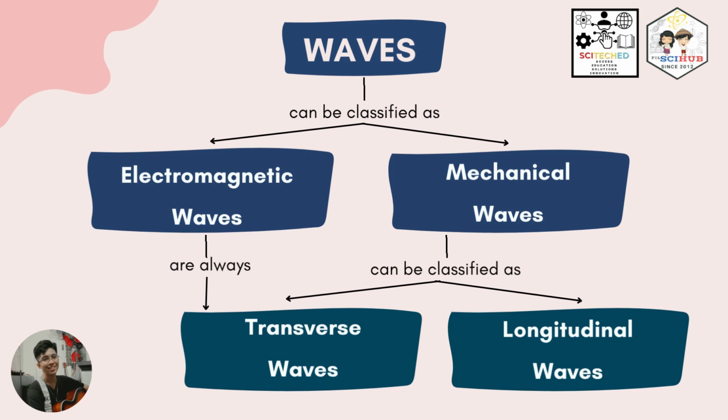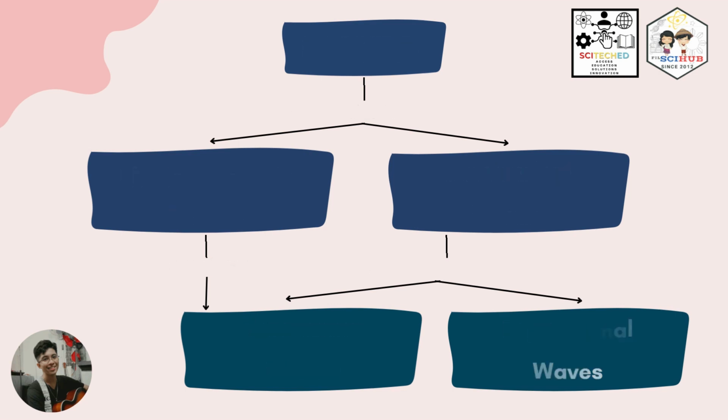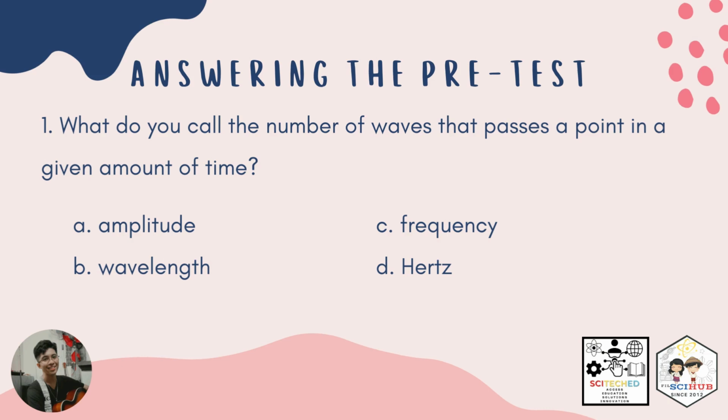Are we now ready to answer those? Alright, number 1. What do you think is the answer? It is letter C. We learned in the first part of our lesson that frequency is the number of waves that pass a point in a given amount of time, which we usually measure in hertz.